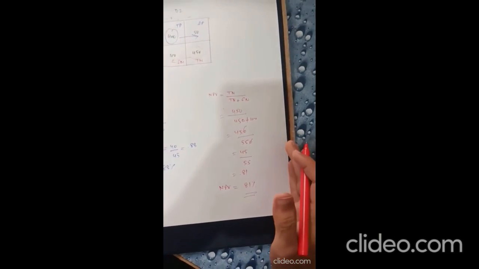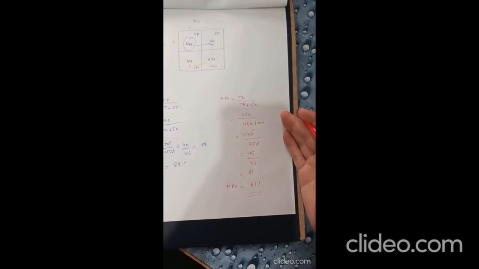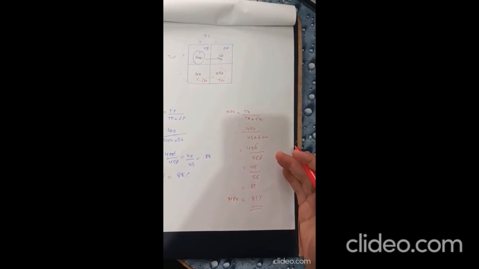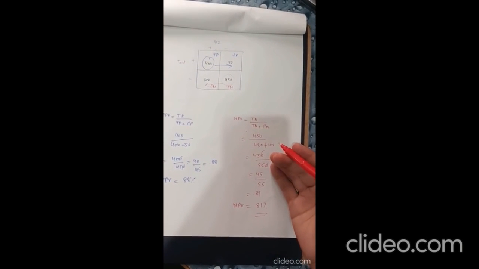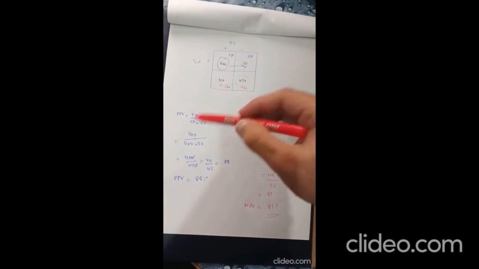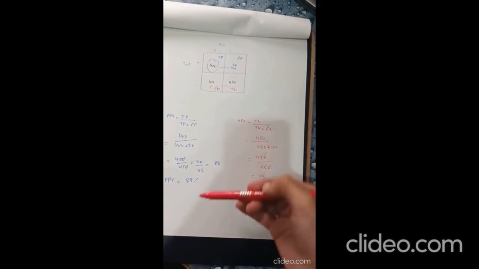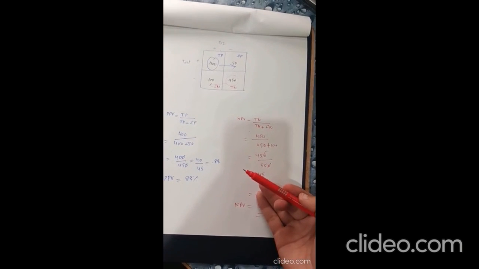So this is all about deriving the equations of sensitivity, specificity, positive predictive value and negative predictive value. We have learned how to draw the 2 by 2 table and how to derive all the equations from the 2 by 2 table and solve any question regarding these 4 concepts.